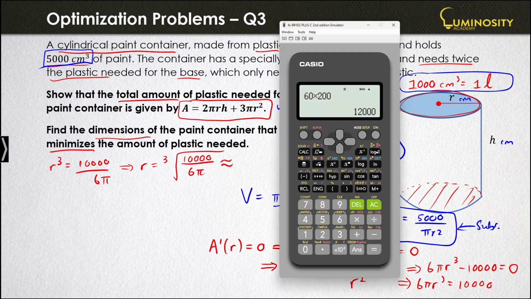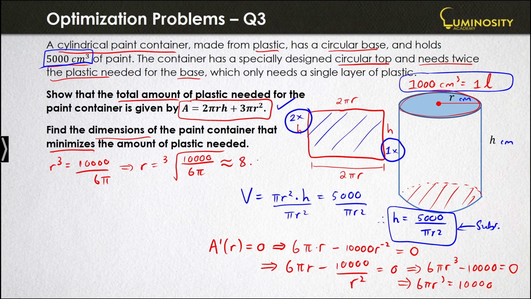So approximately how large is that? So shift cube root 10,000 over 6 times pi. So that's about 8.095. I'm just going to leave it to 3 decimal places for now. Okay, if it was 2 decimal places, I would leave it as 8.10 actually. Okay, but that is r. That is the radius that you need that will minimize the amount of plastic you need here.